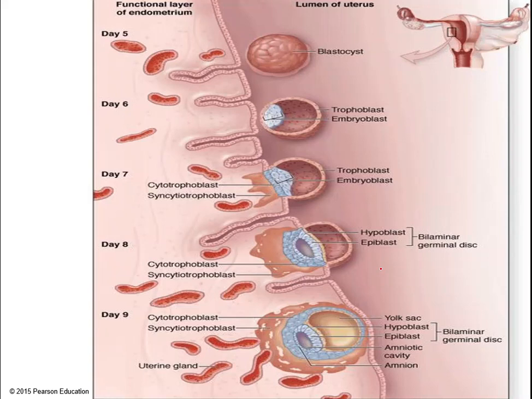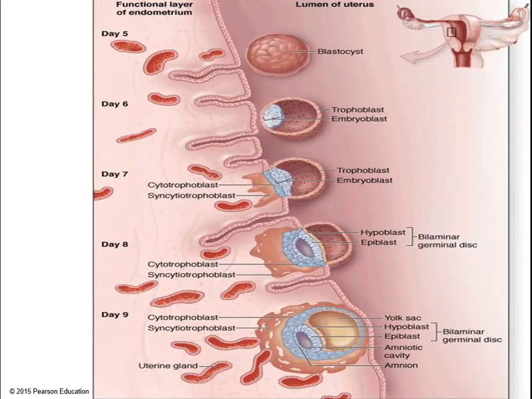Once implantation is completed, the uterine mucosa will regrow itself and surround the embedded blastocyst. All right, and you can see that right here. Now, implantation is usually completed by the middle of the second week of development. However, while implantation was taking place during the second week, something else was taking place too.